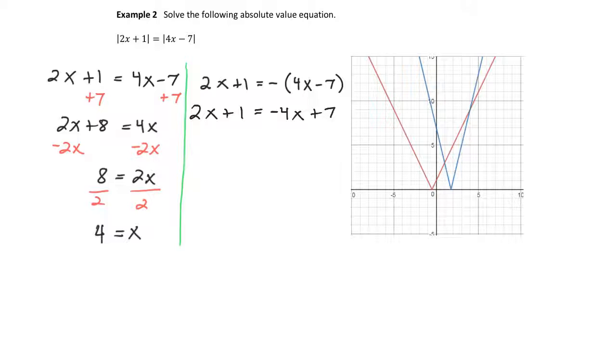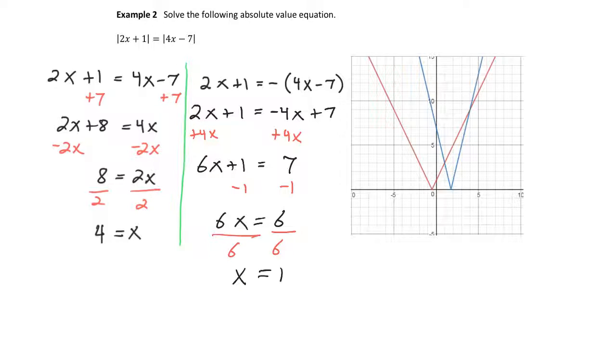I'm going to add 4x to both sides. And when I do that, I get 6x plus 1 is equal to 7. And if I subtract 1 from both sides, I get 6x is equal to 6. I think this is going to work out great, where after I divide both sides by 6, I do get a second number, a different one. x is equal to 1. I have 4, and I have 1.